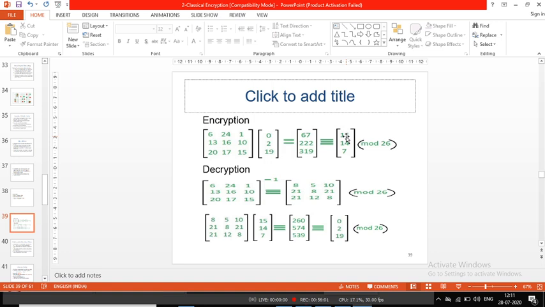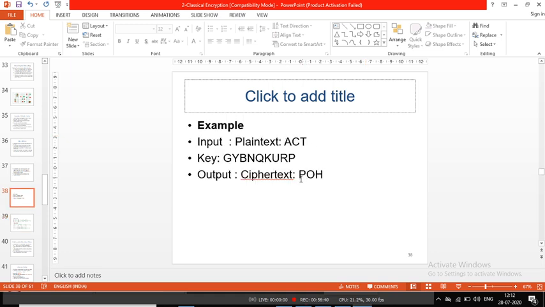Again I am going to check the alphabet for this number 15. You just go and check. For 15, what is the letter? P. P for Praveen. Sorry, that P for Praveen, sir. For 14? O. For 7? H, sir. So your ACT is converted into POH.